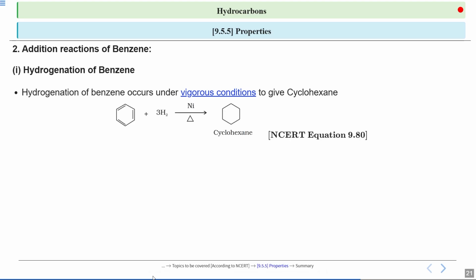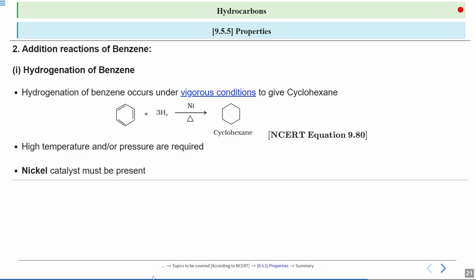Here you can see the chemical equation for this reaction. Benzene reacts with hydrogen gas to form cyclohexane. This is a good example of an addition reaction where hydrogen atoms are added to the benzene ring. Now, it is important to remember that this reaction needs high temperature and/or high pressure to proceed. Without these conditions, benzene will not react with hydrogen. This highlights the stability of the benzene ring and why special conditions are needed to break it.